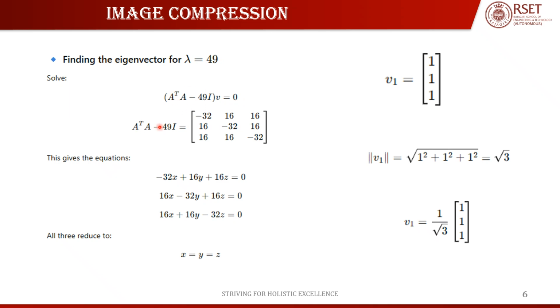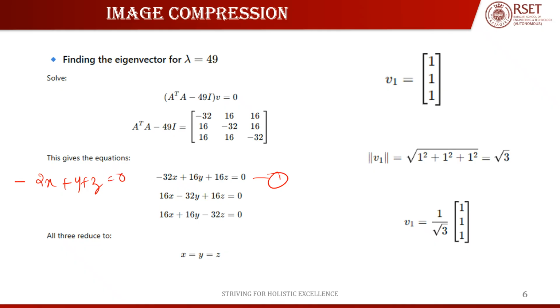So what is the matrix A transpose A minus 49 I? It's given by this particular matrix. And on choosing v to be x, y, z, you can see you will have an equation like this. You need to solve this to get the values of x, y, z, and this concept was already discussed in finding the eigenvector. You can take 16 common from the first equation, so that will be minus 2x plus y plus z is equal to 0.